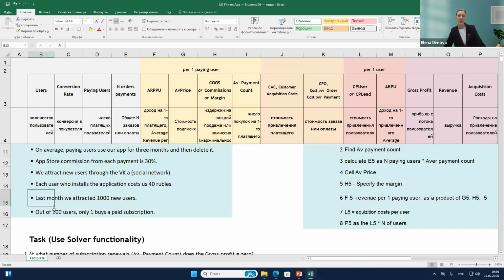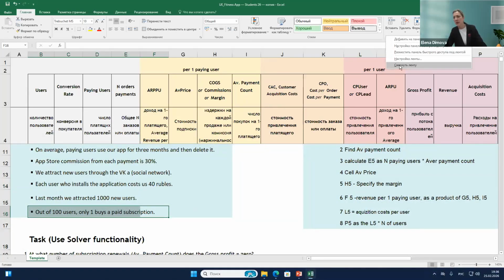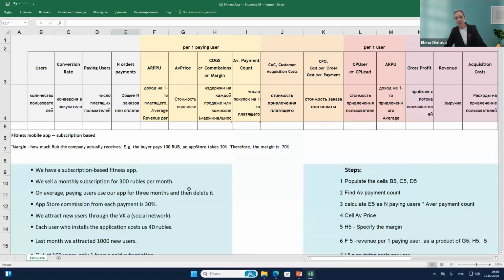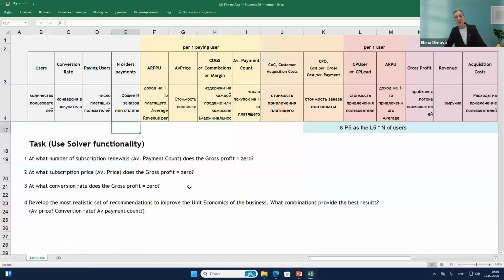There is also statistics that last month we attracted approximately 1,000 new users, and we also calculated that out of 100 users, only one buys a paid subscription. So this piece of information will be quite useful when we calculate our conversion rate. Now we have something to do with this model.